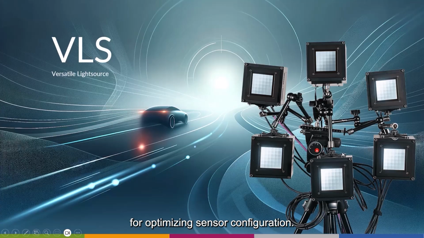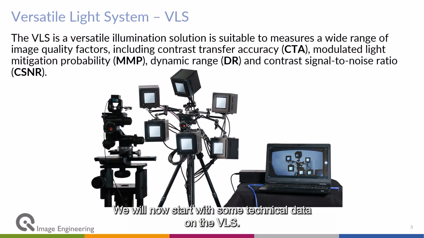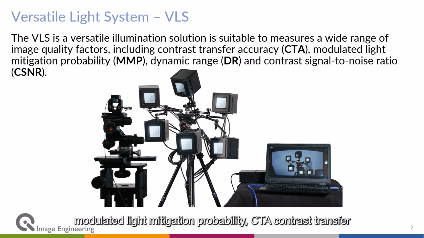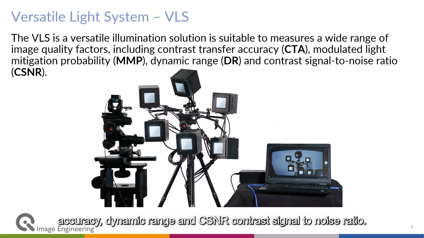We will now start with some technical data on the Versatile Light Source, short VLS. The VLS will allow you to measure 4 P2020 metrics with one device. The metrics included are MMP, modulation mitigation probability, CTA, contrast transfer accuracy, dynamic range, and CSNR, contrast signal to noise ratio.